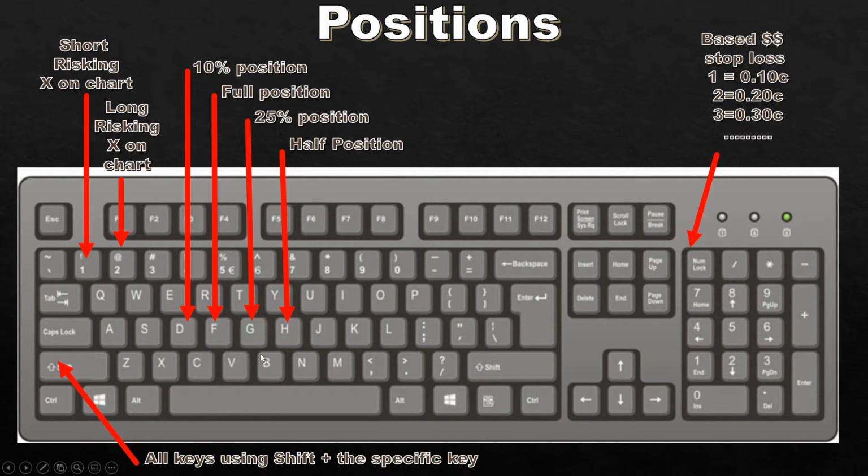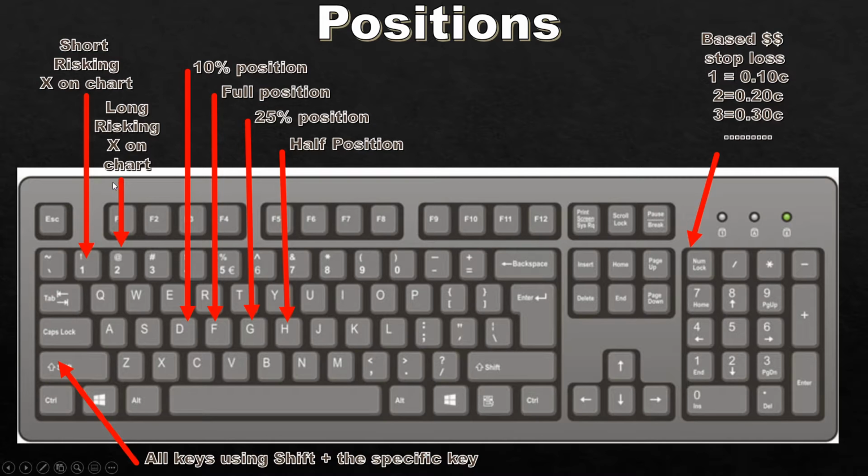Yeah, this is how I got them set up. I started with the full and half, and then I added the other two, so that's how the order came out. Now these two keys, which I added fairly recently, 1 and 2, combined with the shift.